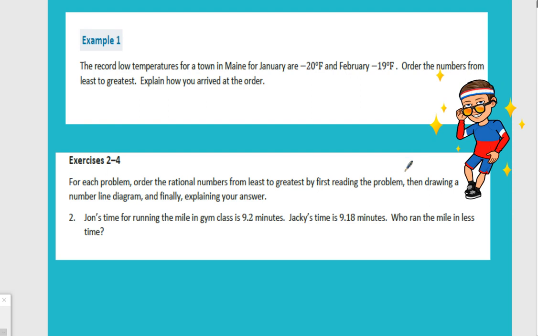Now let's look at example 1. Example 1 says, the record low temperatures for a town in Maine for January are negative 20 degrees Fahrenheit and February is negative 19 degrees Fahrenheit. We need to order these numbers from least to greatest. And then we have to explain how you got there.